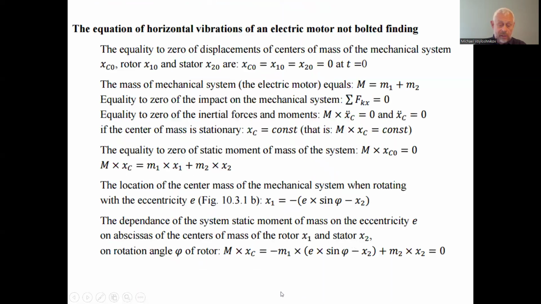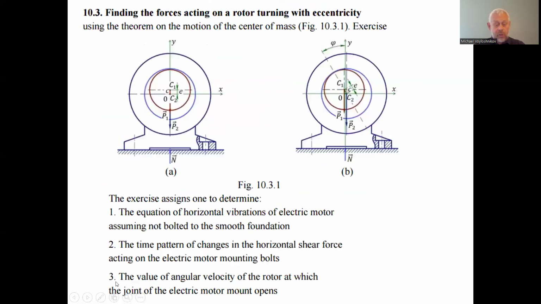We have to determine the value of angular velocity of the rotor at which the joint of the electric motor mount opens up. If we have not the bolts here, but the pin, and it is kept in place only by the action of the weight, then the gap will open here between this mechanical system and the surface at a definite angular velocity of rotation, because in the upper position, you know, the eccentricity is in the upward direction.